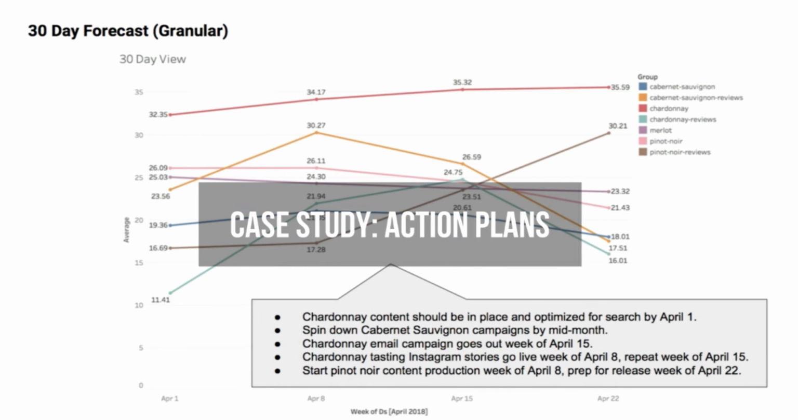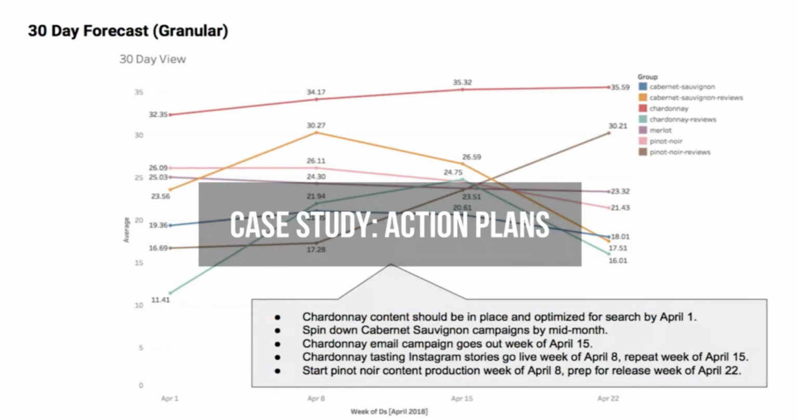First being Chardonnay content should be in place and optimized for search by April 1st. So what we saw with this is that starting in April, people were going to be looking for Chardonnay a lot more. So this company needed to be prepared with content. They needed to have ads and email campaigns going out. They needed to be prepared to have Chardonnay on social and making sure that there were different touch points on different platforms for people to be able to find them and information about the wine that they cared about the most.